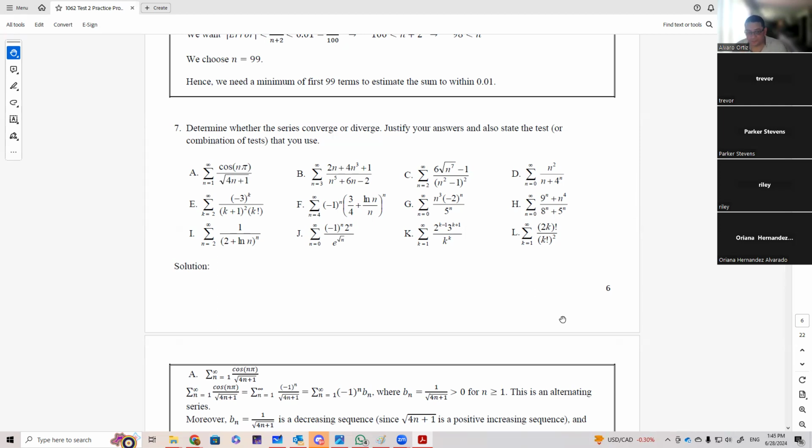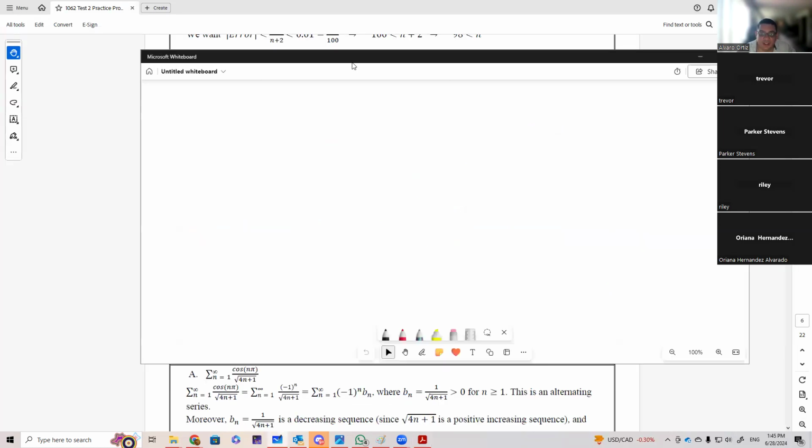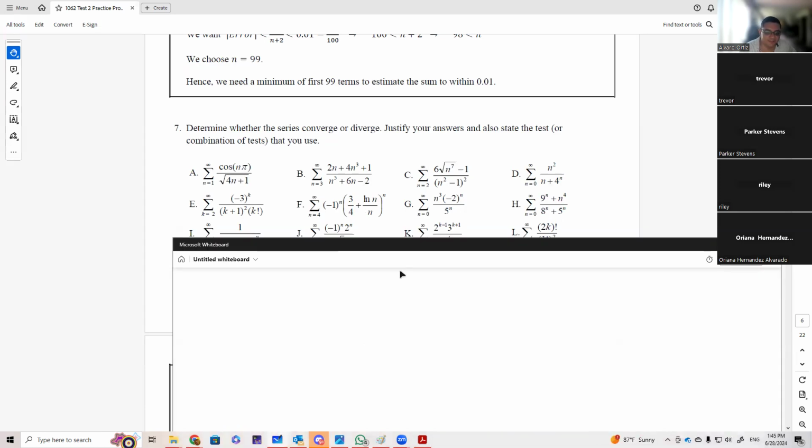Maybe F. F? Okay. Yeah. Good pick. So F is (-1)^n times (3/4 plus log of n over n) to the power n. Yeah, that looks very nasty. And so the thing is, because it has this power to the n, immediately that makes me think that this is a good candidate for a root test.